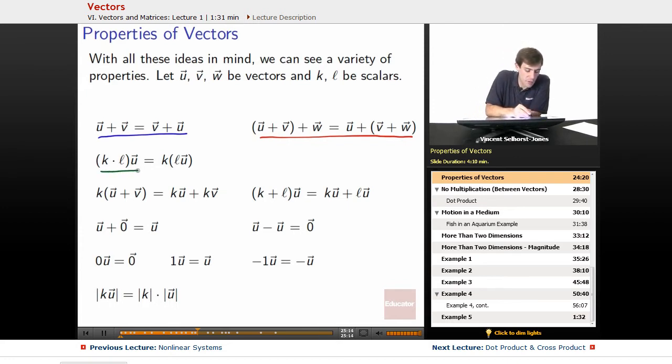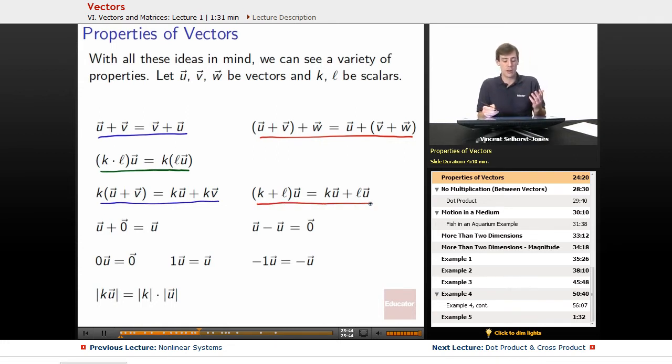k times l, if we've got two scalars, k and l, times u, well, that's the same thing as k times an already scaled lu. So we can either multiply our scalars together, then multiply the vector, or we can have them multiply the vector one after another. Same thing either way, which is pretty much what we'd expect. k times (u plus v), hey, that's nice. It distributes. k times vector u plus vector v is k times vector u plus k times vector v. It also distributes the other way. (k plus l) times vector u, the vector can distribute out onto them, so we've got k times vector u plus l times vector u.